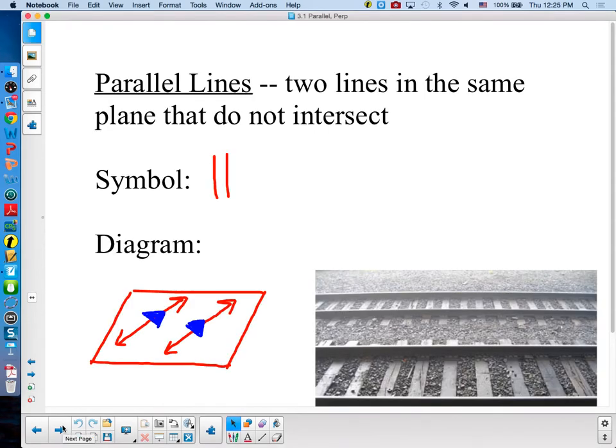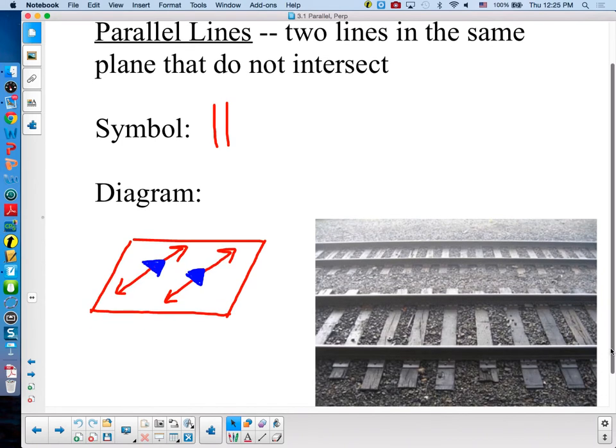Parallel lines. I'd say in general you probably know what parallel lines are. But we need to compare it and the definition to another term that's in today's lesson. Parallel lines are two lines in the same plane that do not intersect. There's a symbol that we use for parallel, and it's two straight up and down segments.